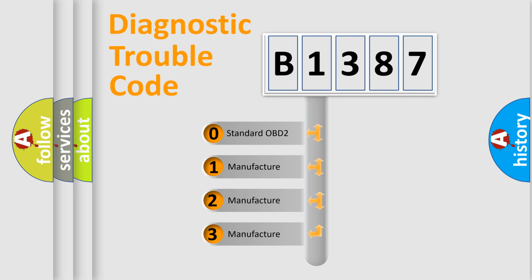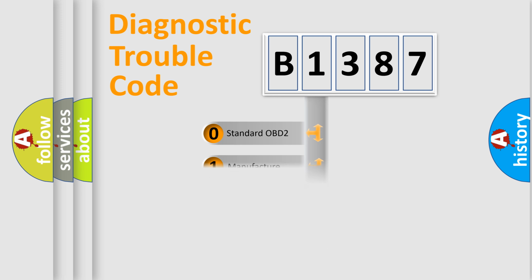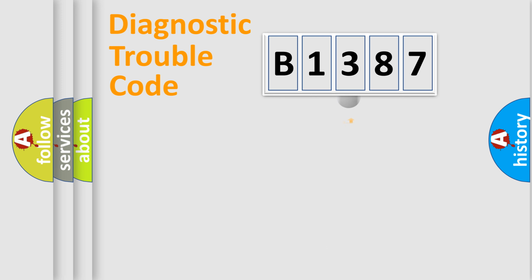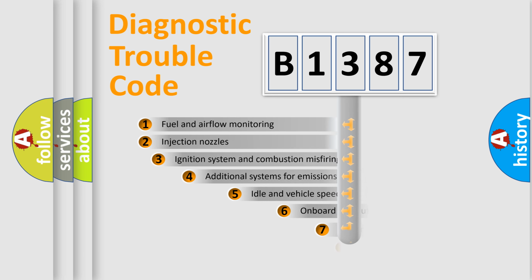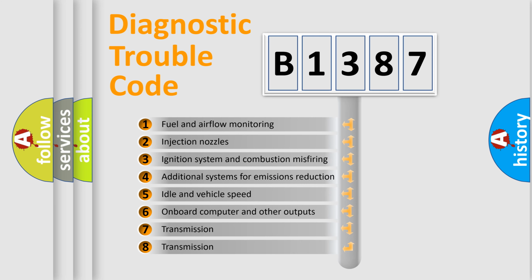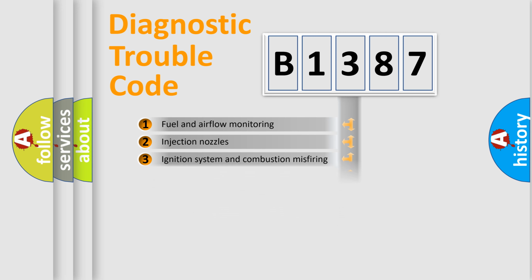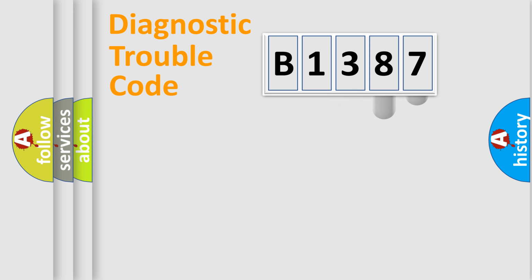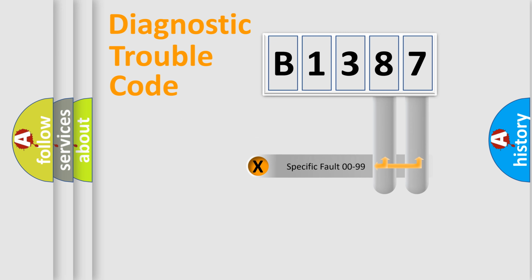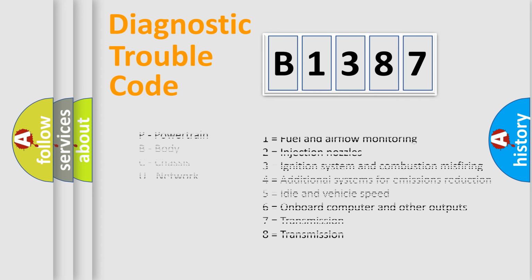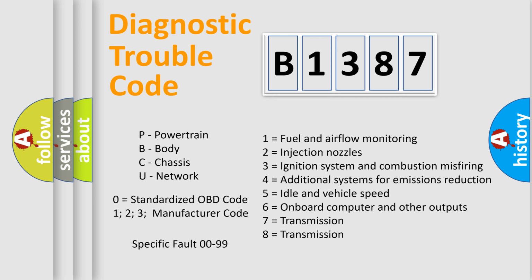If the second character is expressed as 0, it is a standardized error. In the case of numbers 1, 2, 3, it is a more specific, manufacturer-specific error. The third character specifies a subset of errors. The distribution shown is valid only for the standardized DTC code. Only the last two characters define the specific fault of the group. Let's not forget that such a division is valid only if the second character of the code is expressed by the number 0.